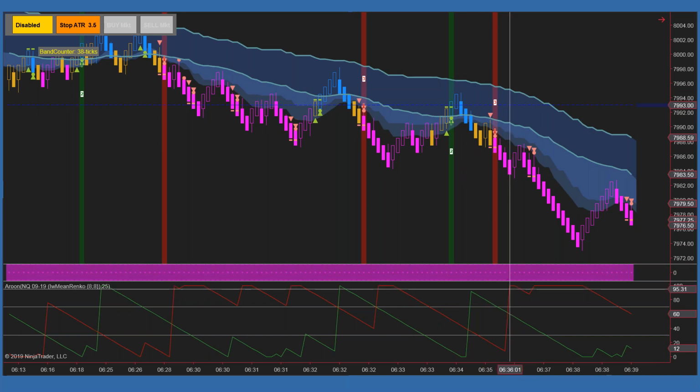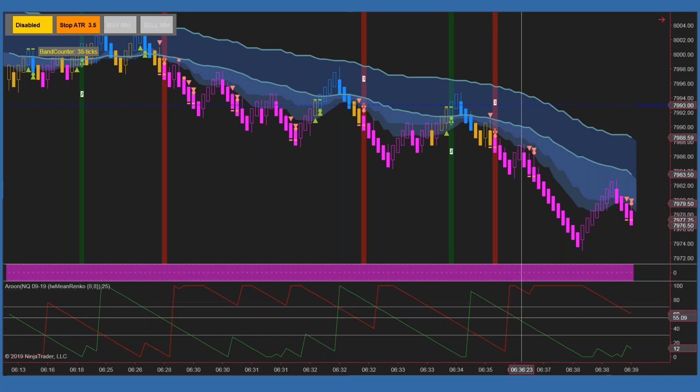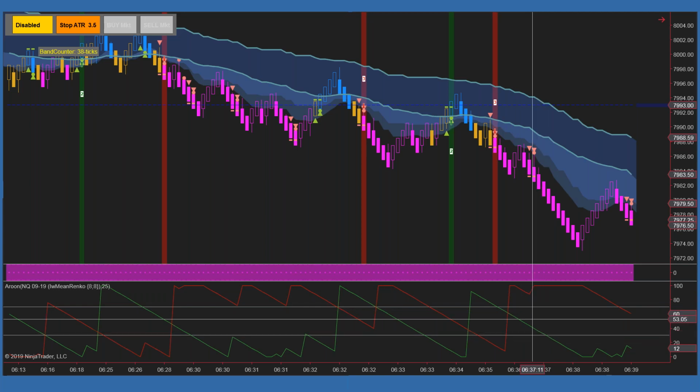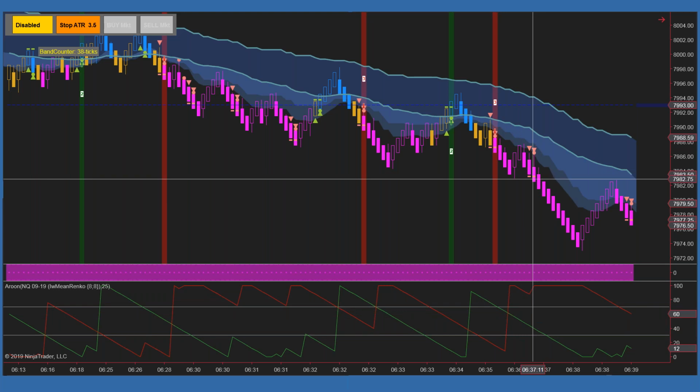Here we go. The red line is above 70. The green line is below 30. We got that follow-up signal off the little zigzag. It looks like when you're using it on the mean Renkos, you may have to tolerate a little bit of imperfection.